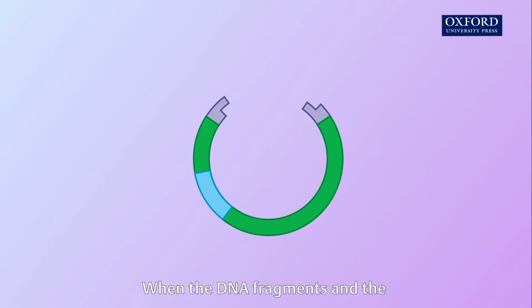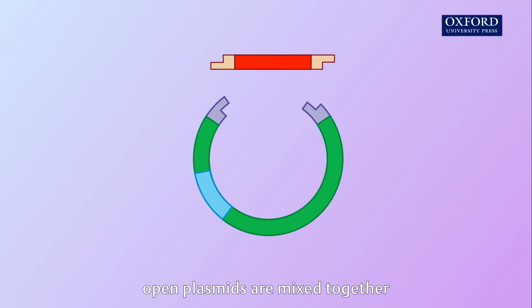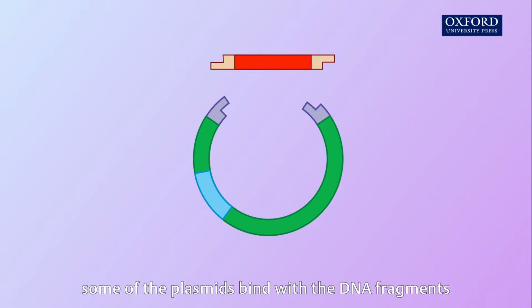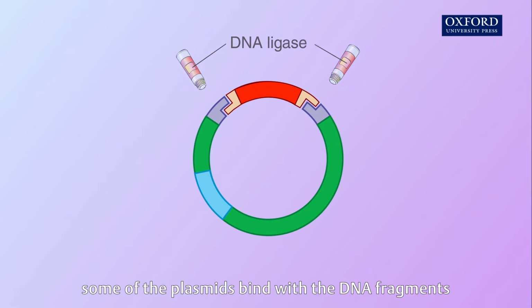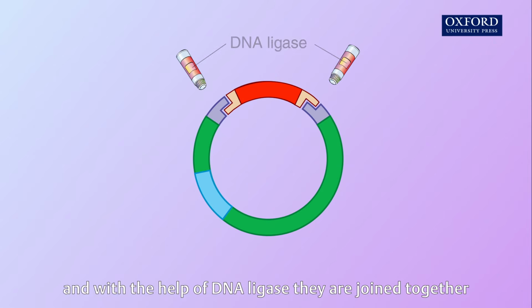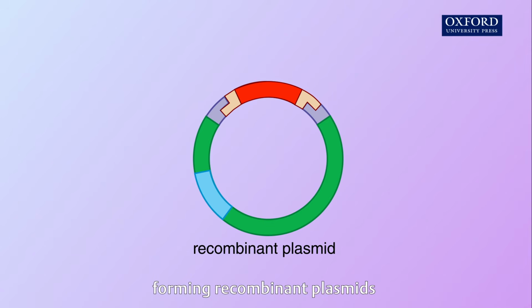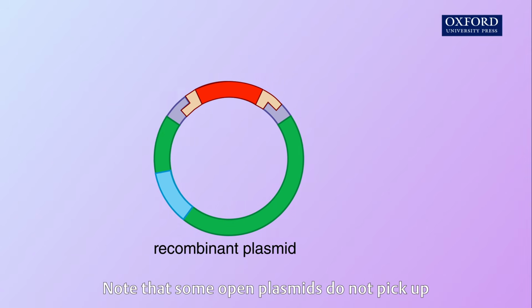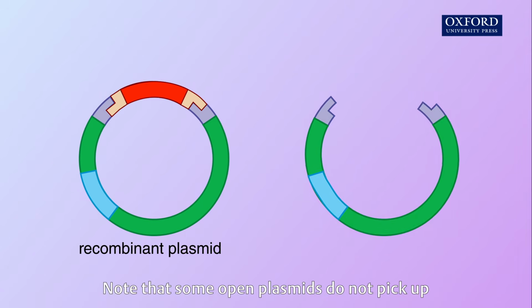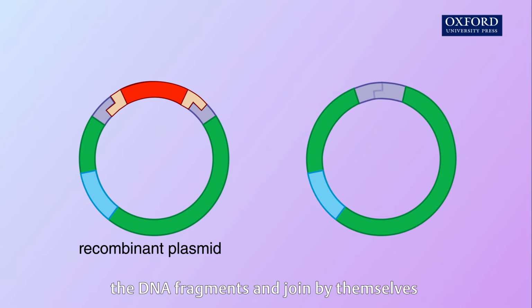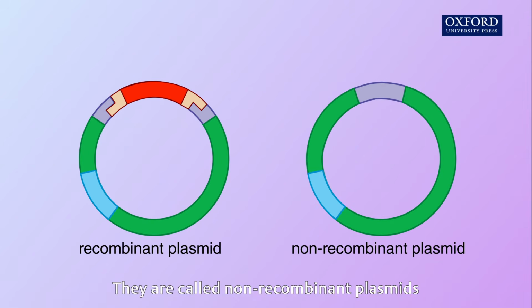When the DNA fragments and the open plasmids are mixed together, some of the plasmids bind with the DNA fragments, and with the help of DNA ligase, they are joined together, forming recombinant plasmids. Note that some open plasmids do not pick up the DNA fragments and join by themselves. They are called non-recombinant plasmids.